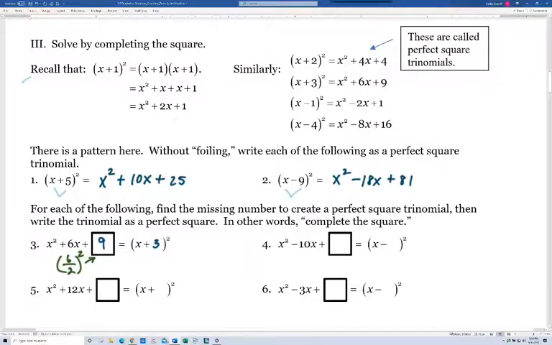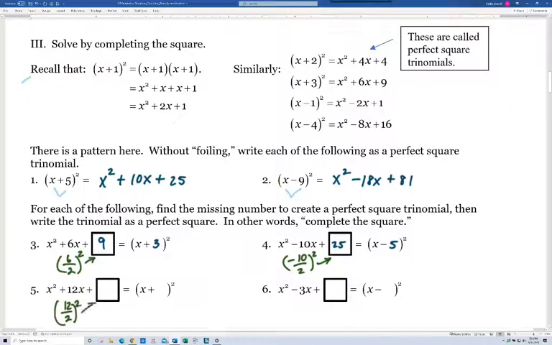All right, let's see how you did. On number 4, you'll take half of negative 10, and that's negative 5. And when you square negative 5, you get 25. So again, half of the negative 10 is negative 5. That's what goes over here. Now, it's not like you couldn't multiply 2 of these out and double check that it's equal to this, but once you get comfortable with the pattern, you won't have any problem knowing that that's true. These are equal.